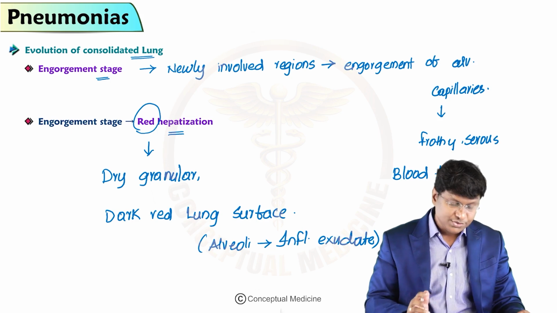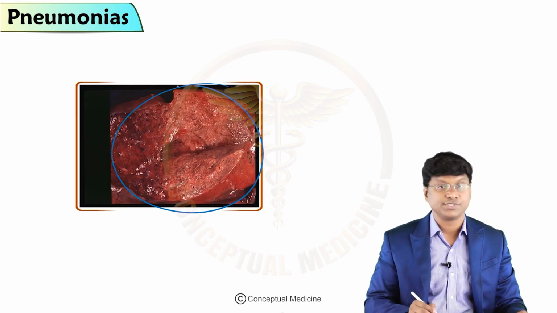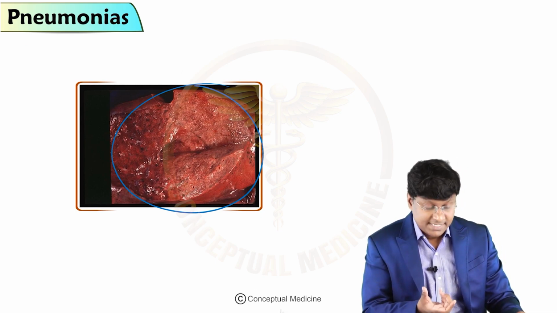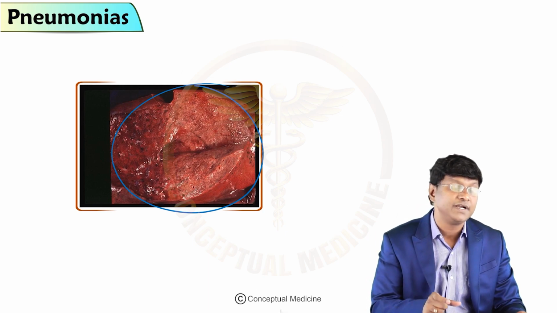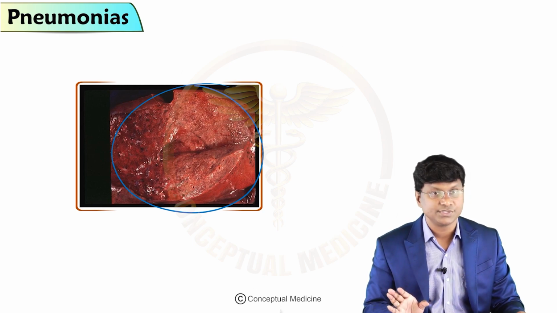Okay, that is your red hepatization. So let me just show you. This is your red hepatization, right? How is that lung appearing? It's a dry, granular, dark red lung surface. Why is that? Due to alveoli filled with copious inflammatory exudate. That will be your red hepatization.